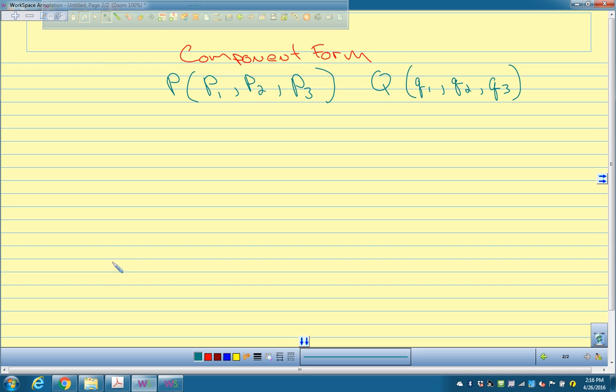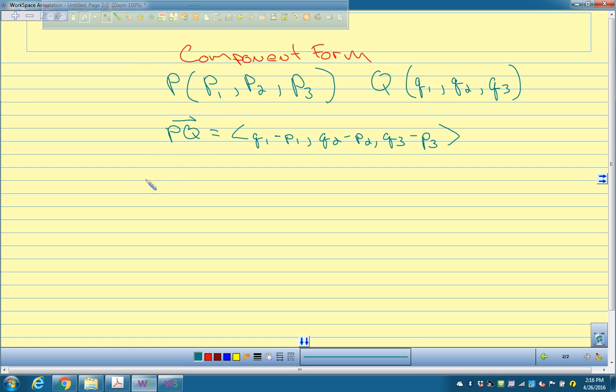Then you can find the vector from P to Q. So PQ might represent a vector, like that. You draw vectors with a little hat on top in physics, right? The vector from P to Q is q1 minus p1, q2 minus p2, q3 minus p3. That would be your vector from P to Q. You take the coordinates of Q minus the coordinates of P.